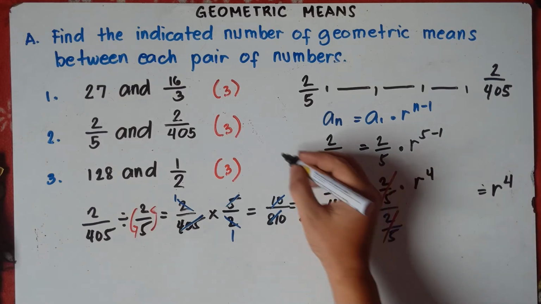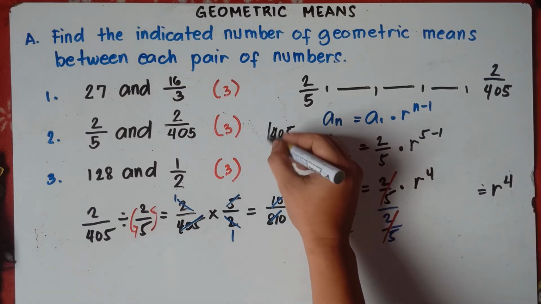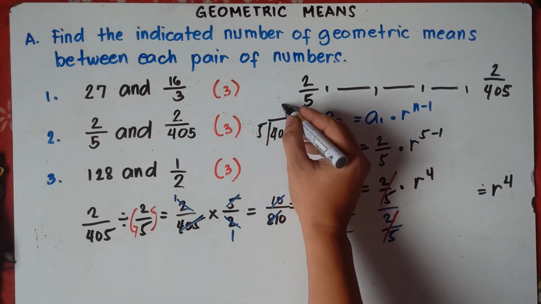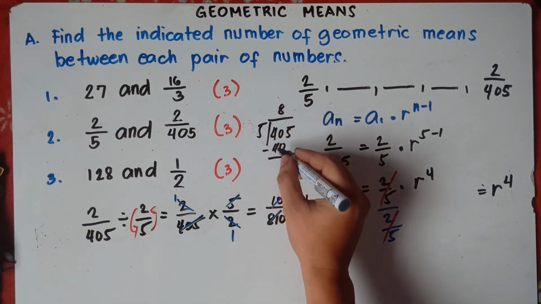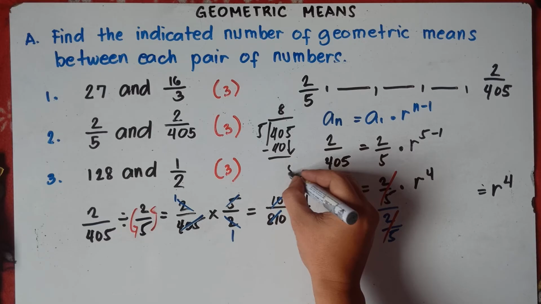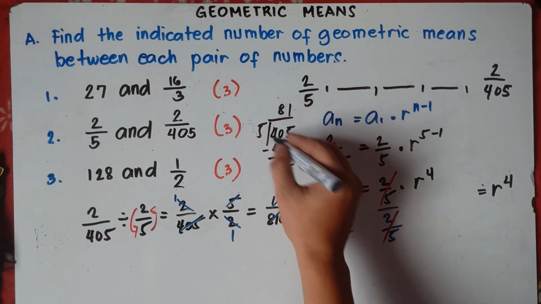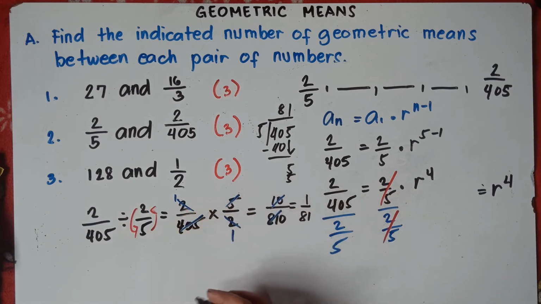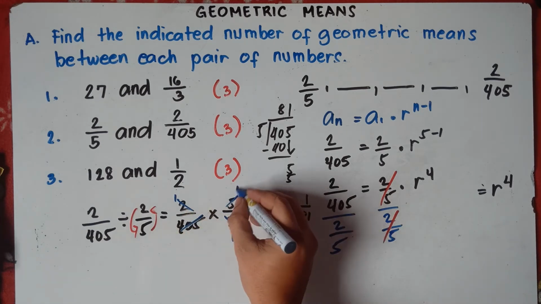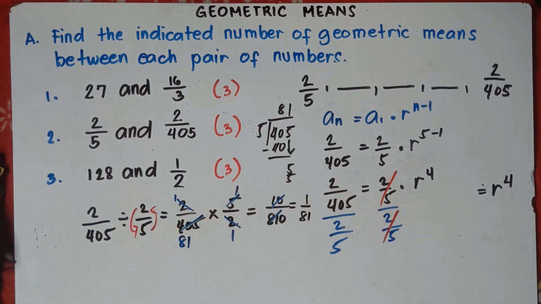So 405, let me just write it here. 405 divided by 5. This is 8. 8 times 5 is 40. Okay, subtract. This is 0. Bring down 5. 5 divided by 5 is 1. 1 times 5 is 5. 81, same answer. Okay, so this will be 1 and this is 81.